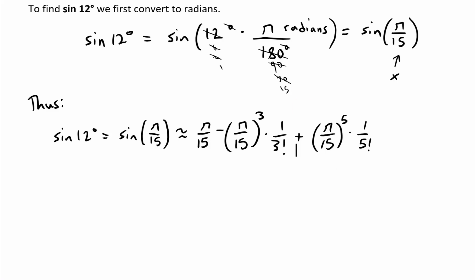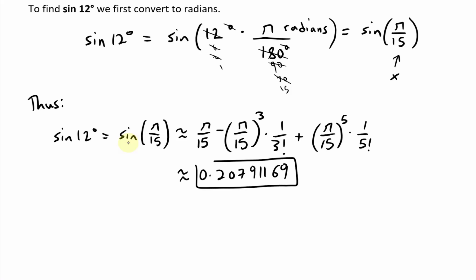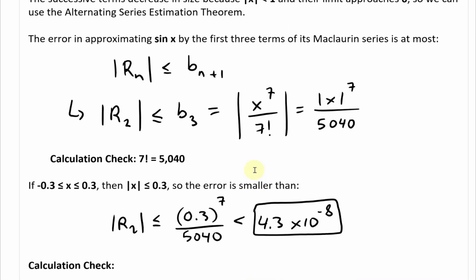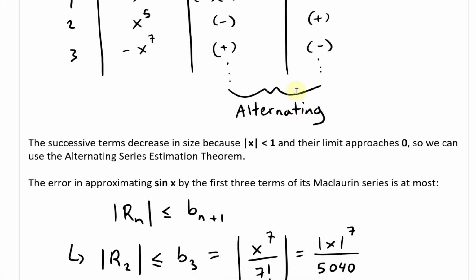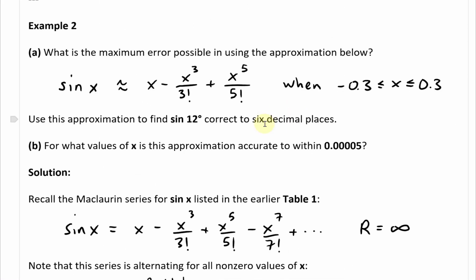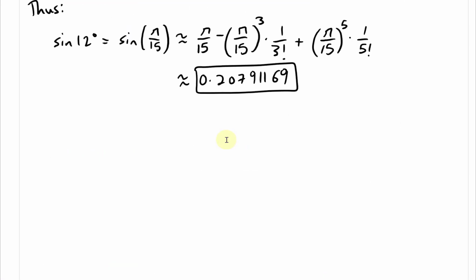Now if you calculate this out, this is going to be approximately equal to 0.2079169. And we're only asked for 6 decimal places, so it's going to be 1, 2, 3, 4, 5, 6. So we could just round this up to 912. And again, it's going to be accurate within 4.3 times 10 to the power of negative 8. So it's going to be accurate within that. But we're only asked to be correct to 6 decimal places like that. So let's just do a calculation check on this.